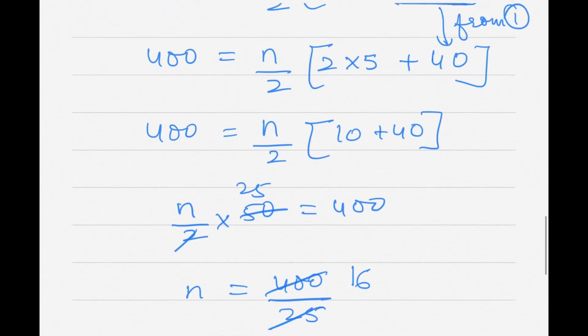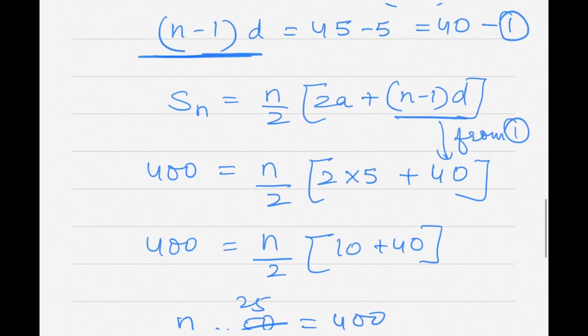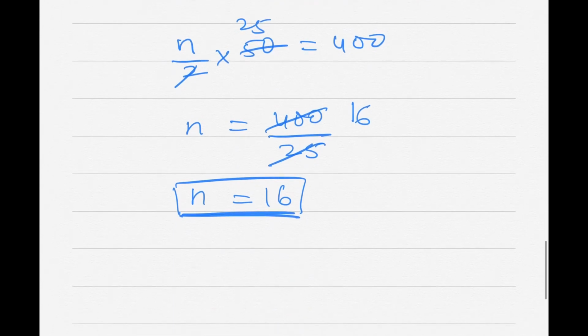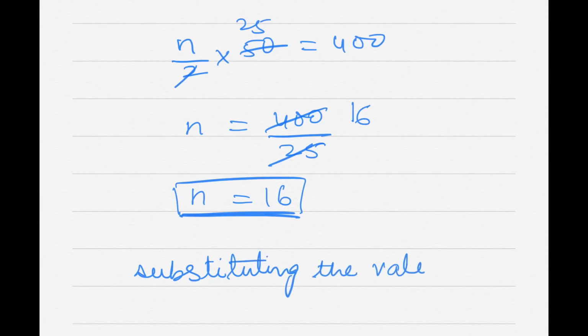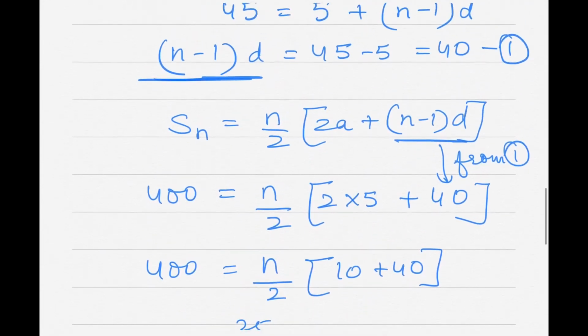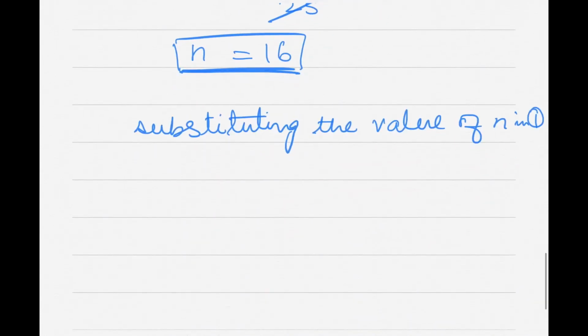Now I can substitute in the first equation again. So n minus 1 into d is equal to 40. So substituting the value of n in the first equation. What is the first equation? n minus 1 into d is equal to 40. Now n is equal to 16.